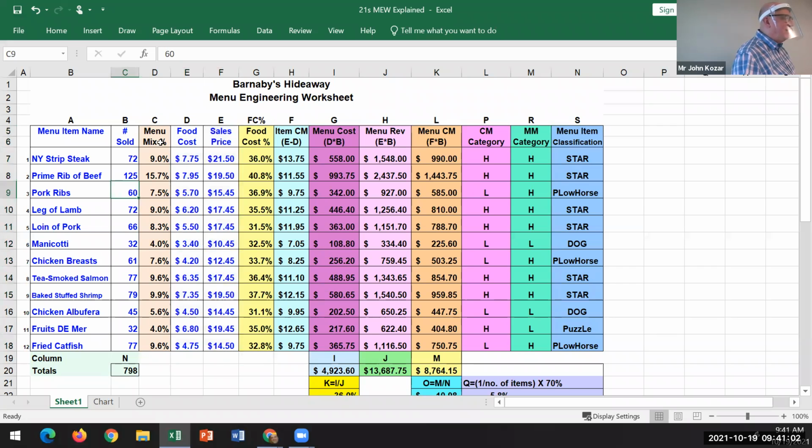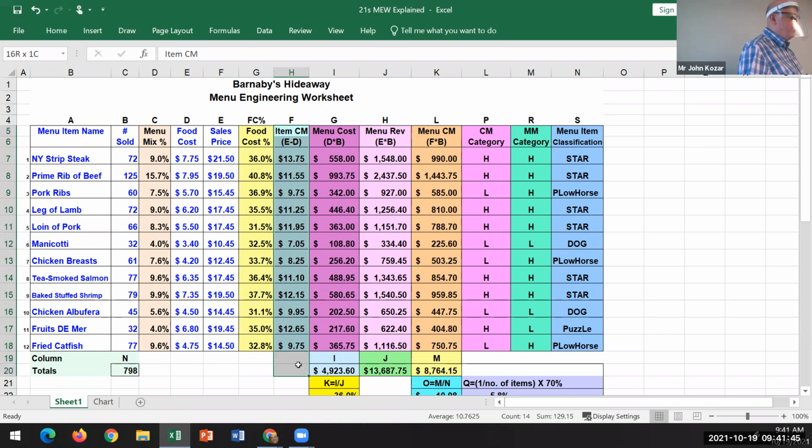So menu mix percent, like we've seen before with the sales mix, menu mix, popularity index, it's all the same thing. Relative to the total number sold, this is an easy way to say that prime rib is our biggest seller at 15.7%. Looks like this manicotti and this fruits of the sea are both low at 4%. Take a look at our food cost percent, which we looked at any number of times.